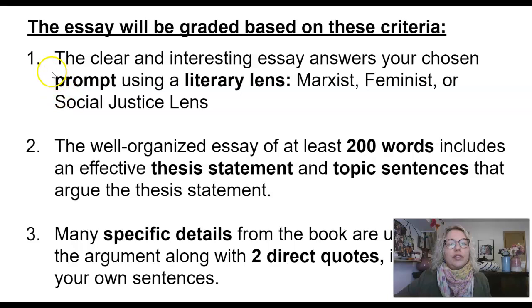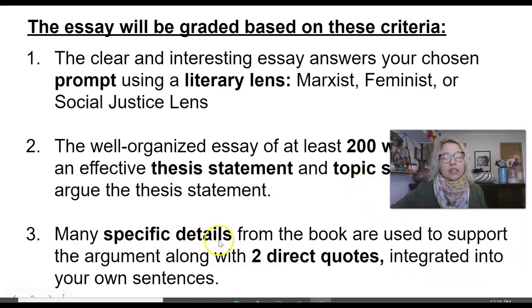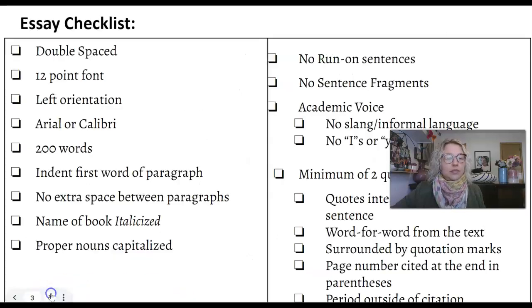First of all, a clear and interesting essay answers your chosen prompt using a literary lens, either the first one we talked about, Marxist lens, feminist lens, or the social justice lens. Second, a well-organized essay of at least 200 words includes an effective thesis statement and topic sentences that argue the thesis statement. And third, many specific details from the book are used to support the argument, along with 2 direct quotes integrated into your own sentences.